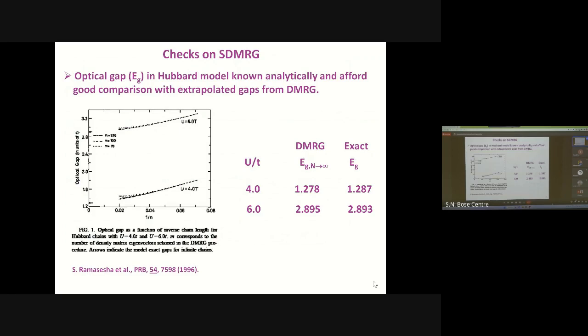And you want to check the DMRG, because you can show the optical gap that you get from exact calculations for a 12-site problem is what I've given here. So U by T equal to 4.0, the optical gap is 1.278 from DMRG, exact is 1.287. As U by T increases, you see that the optical gap becomes much more in good agreement. So the DMRG calculations are better for strongly correlated systems.